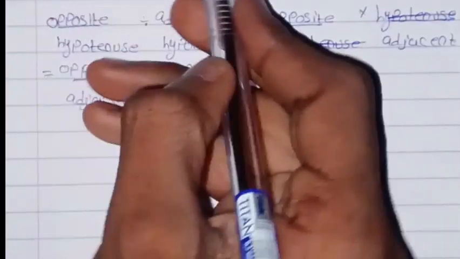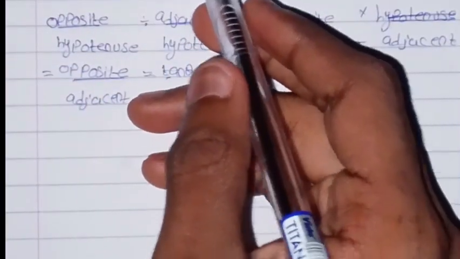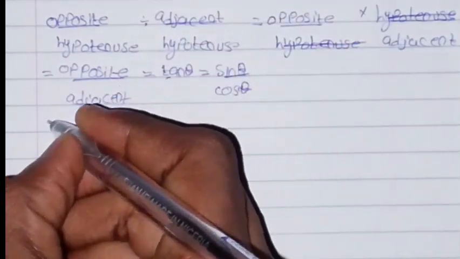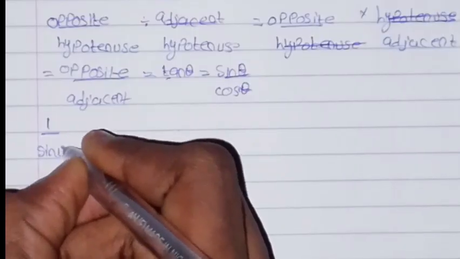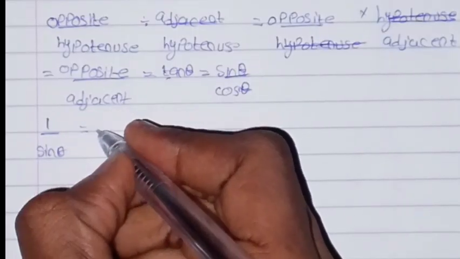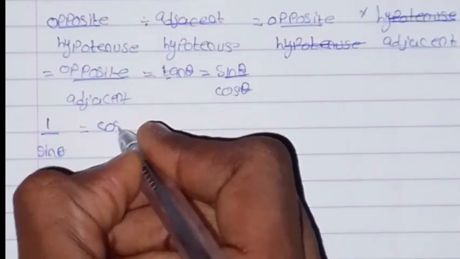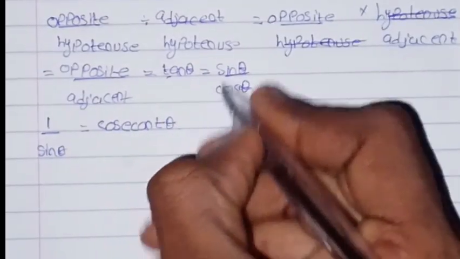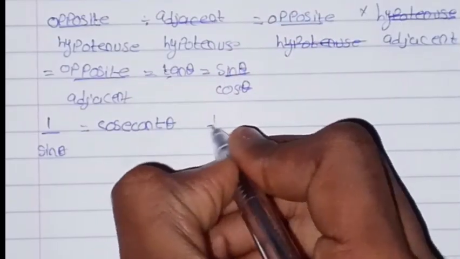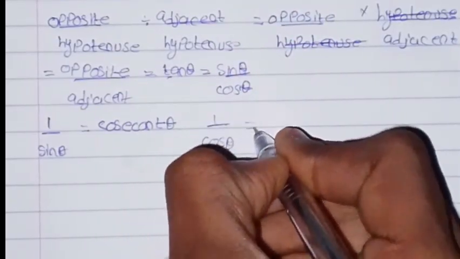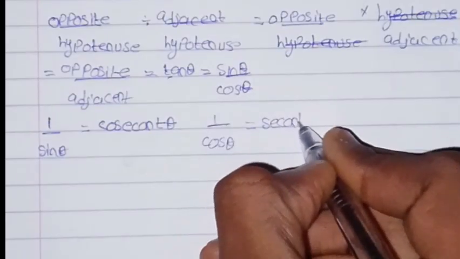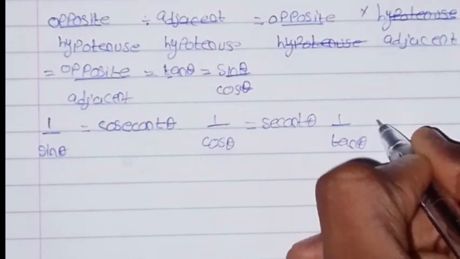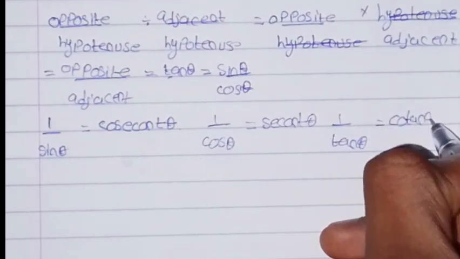Now, each of these trig ratios has a reciprocal, and the reciprocals take different names. For example, the reciprocal of sin theta, which is 1 over sin theta, we refer to as cosecant theta. Then we also have the inverse of cos theta, which we refer to as secant theta. And the inverse of tan theta, which is 1 over tan theta, is cotangent theta.